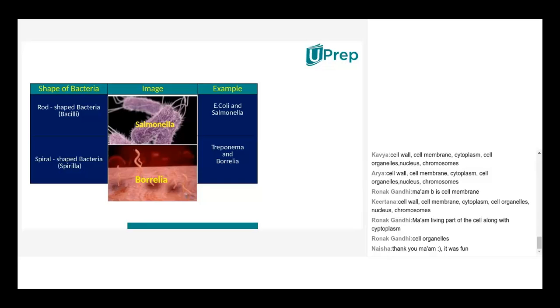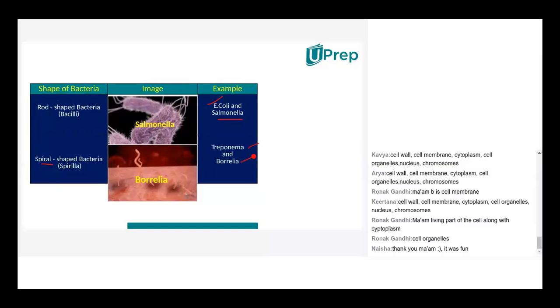Then, if you have rod-shaped structures of bacteria, they are called bacilli. Bacilli is plural and bacillus is singular. So the rod-shaped bacteria, best example, E. coli. Then Salmonella. These two are the bacteria which are rod-shaped. Then spiral shaped bacteria. Examples, Treponema, Borrelia.